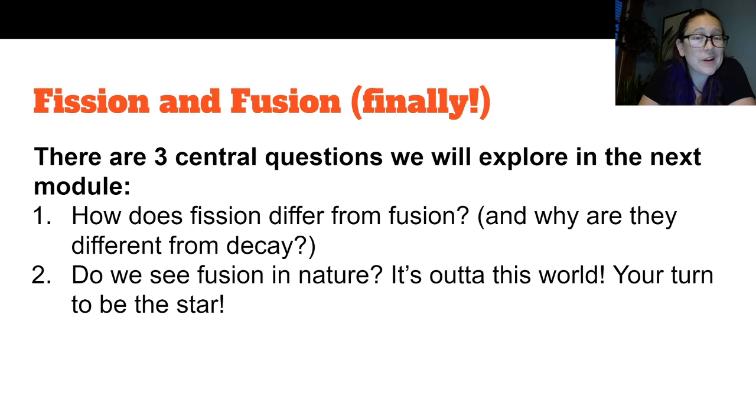Number two, we're going to explore the question, do we see fusion in nature? Spoiler alert, of course we do, but it's out of this world. That's right. We're going into outer space. We are going to stars and nebulae, and we're going to check out how elements fuse in different astronomical bodies. At the start of the universe, how did the first hydrogen atoms come together to make helium, et cetera, et cetera, et cetera?